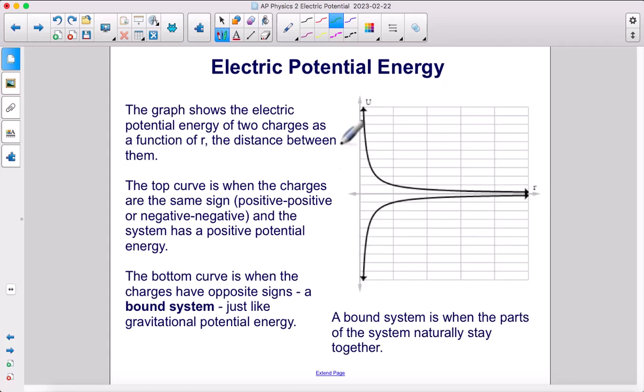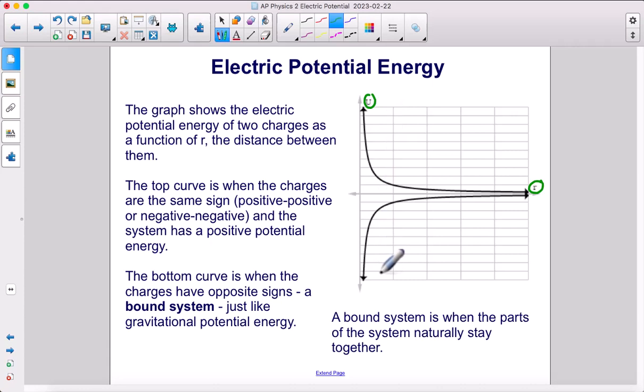Here is a graph of electric potential energy versus distance. The graph shows the electric potential energy of two charges as a function of r, the distance between them. The top curve, when the potential energy is positive, is when the charges are of the same sign, so either two positive charges or two negative charges. And the system has positive potential energy.